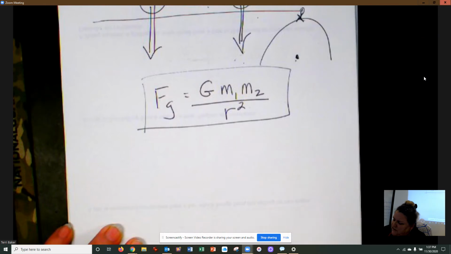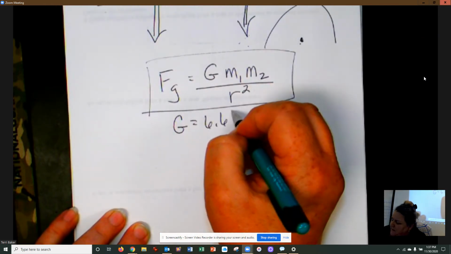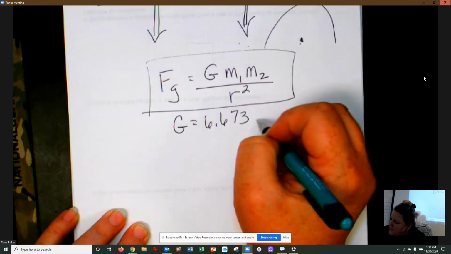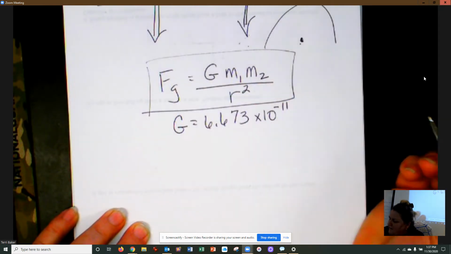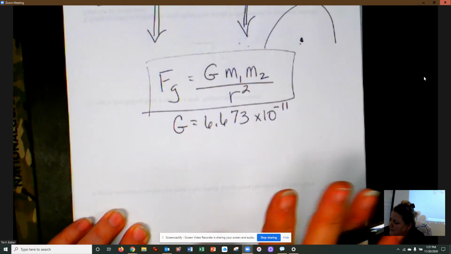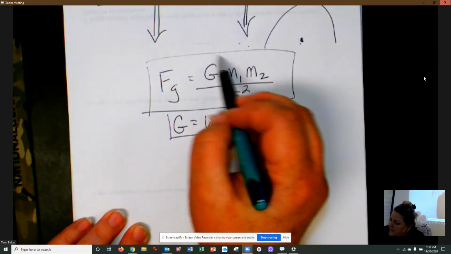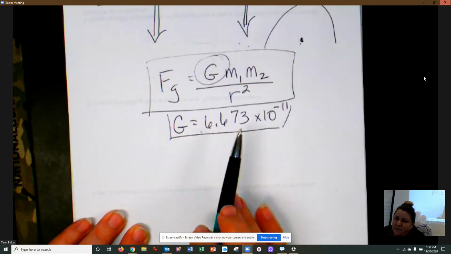So, this is the main equation. G is always going to be 6.673 times 10 to the negative 11. It's not going to change. It's always going to be this. Okay? So wherever I write G, this is what you're going to put in wherever G is.